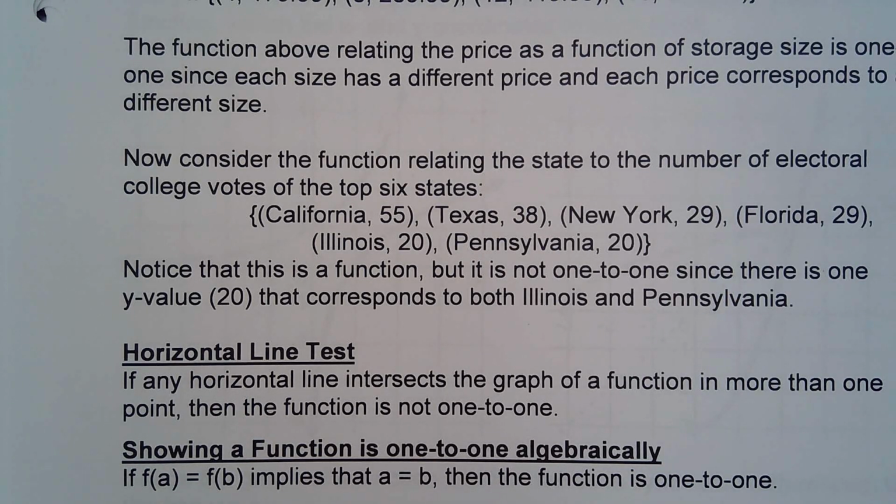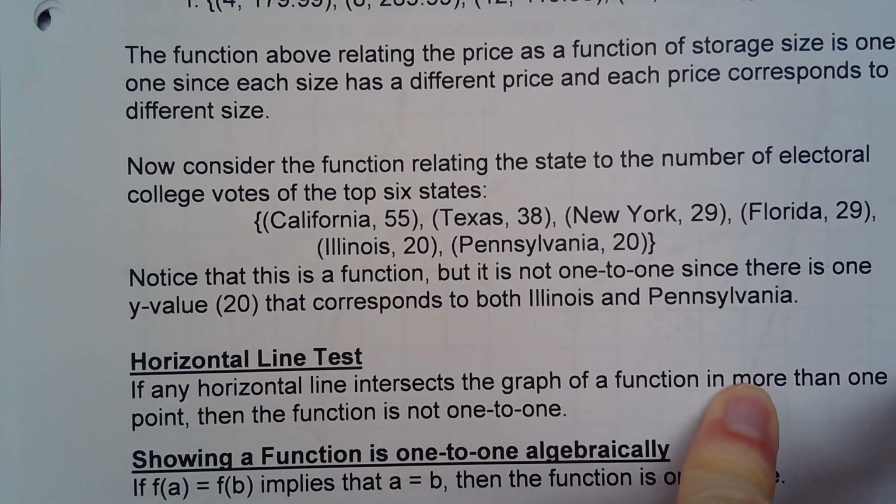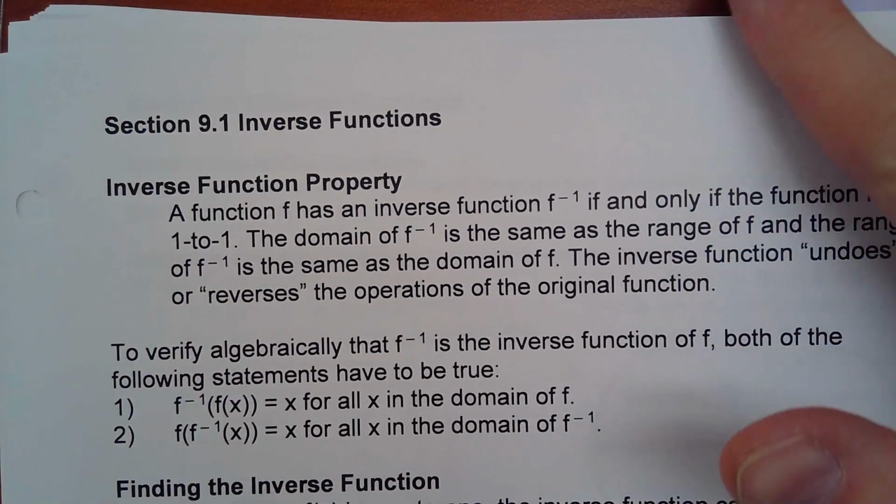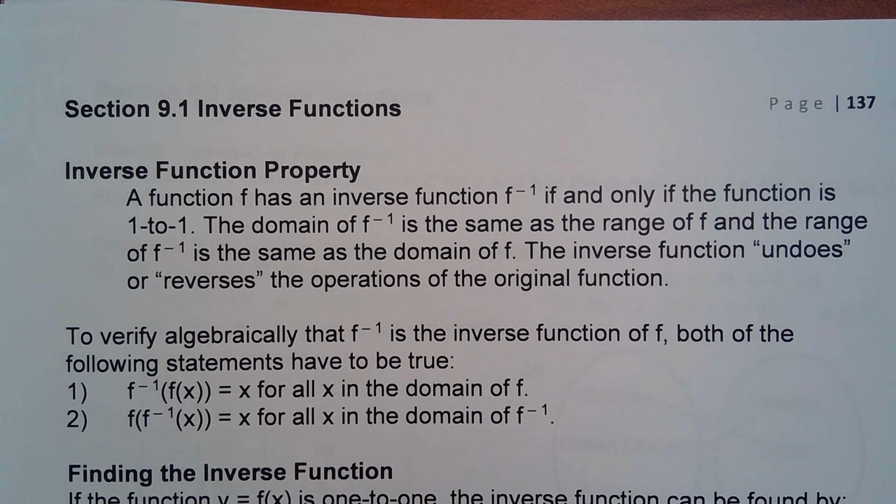So now that we understand what it means for a function to be one-to-one, we're ready to define what an inverse function is. It's called the inverse function property. A function f has an inverse function f to the negative 1 if and only if the function is one-to-one. The domain of the inverse function is the same as the range of f, and the range of the inverse function is the same as the domain. What the inverse function does is undo or reverse the operations of the original function, in reverse order.